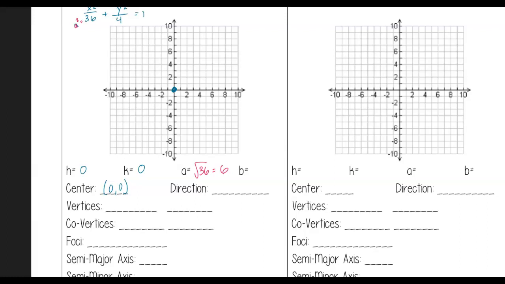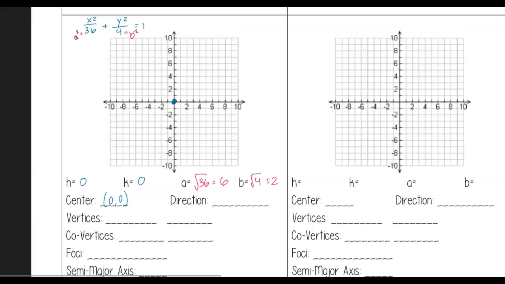But yes, our b squared value is equal to 4. So to get our b value, we just square root 4 and we get 2. Now knowing this, is this a vertical or horizontal ellipse?